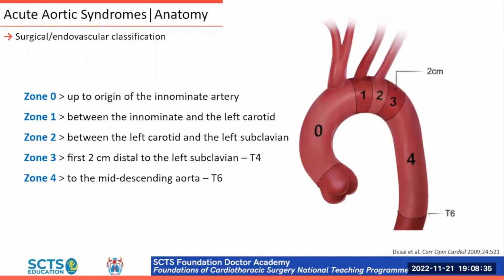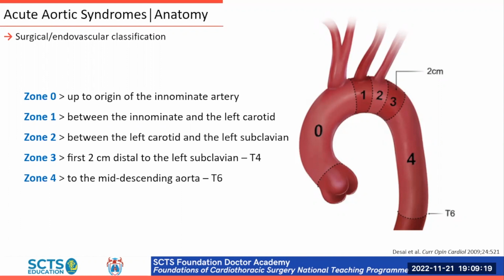From the anatomical point of view, we can classify the segments of the thoracic aorta in several zones. I just report on the left the most common. Zone 0 is in essence from the sinotubular junction to the origin of the innominate artery. Zone 1, between the innominate and the left carotid origin. Zone 2, between the left carotid and the origin of the left subclavian. Zone 3 includes the first 2 centimeters distal to the left subclavian, up to the 4th thoracic vertebra, and zone 4 is after this point.